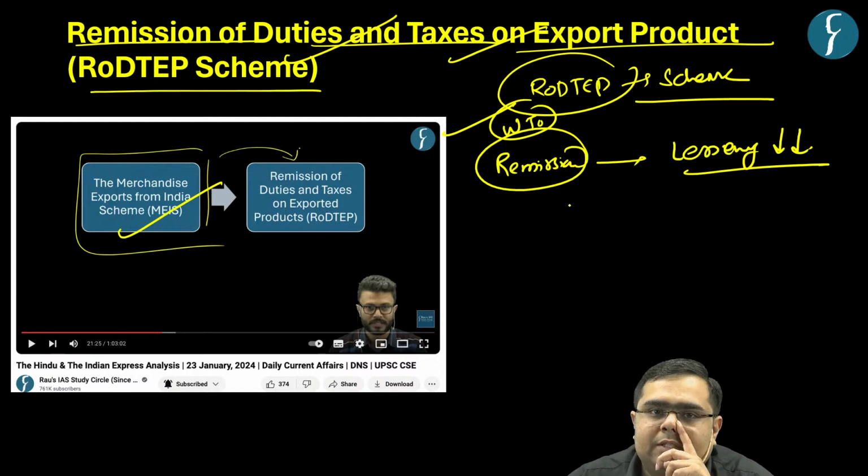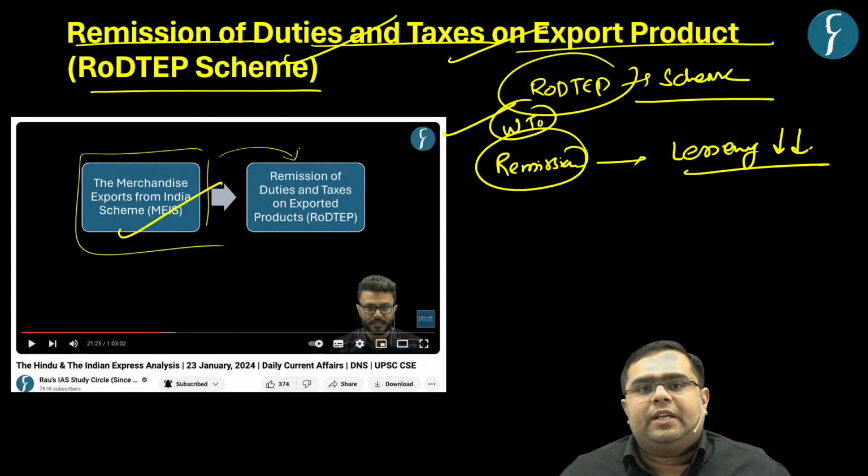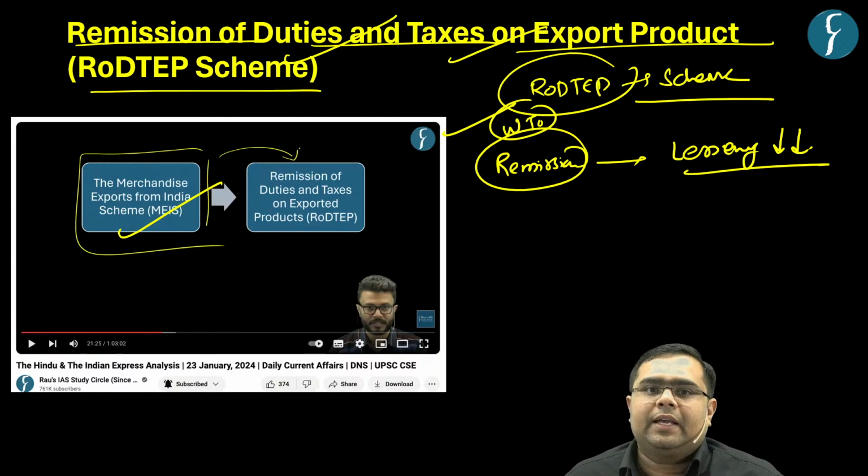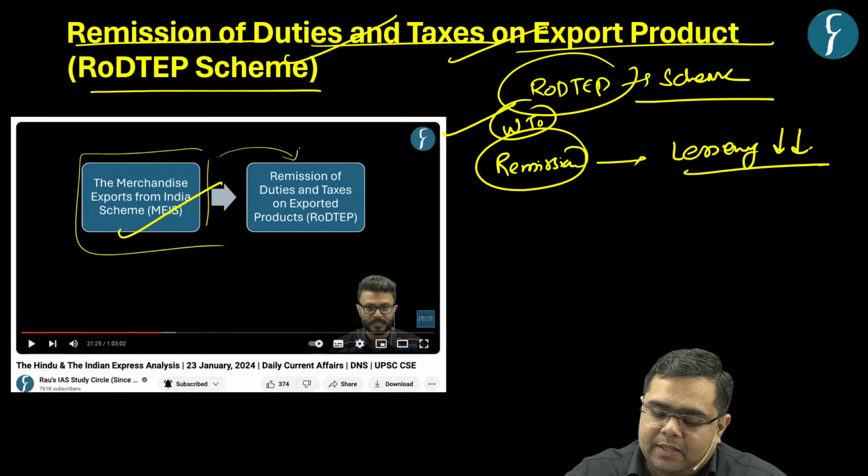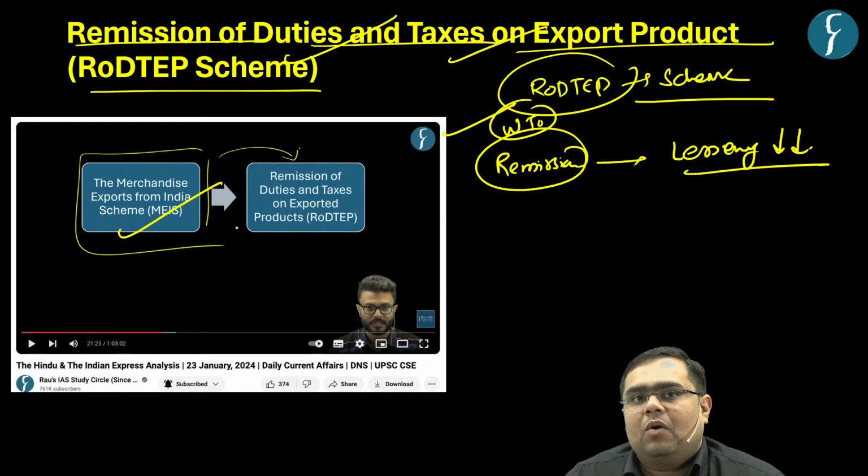In this particular scheme, what did the Government of India used to do? The Government of India used to subsidize the products which were going for export. Now, what was the problem with this? These kinds of subsidies to exports led to allegations from US and European markets that these subsidies are distorting the trade equilibrium. And thus we had to subsequently end this MEIS scheme.